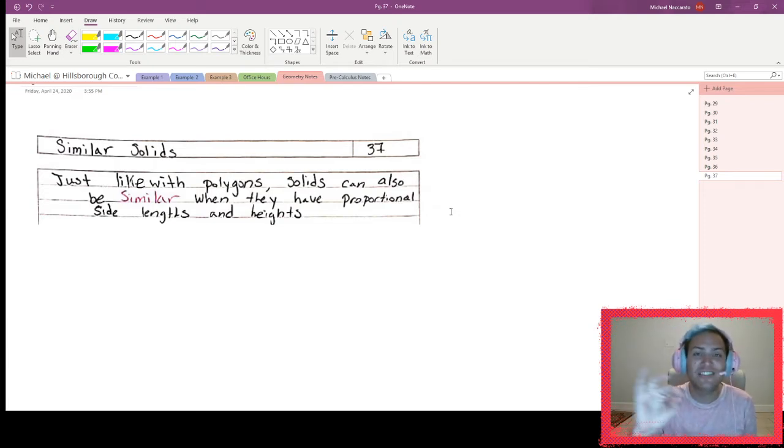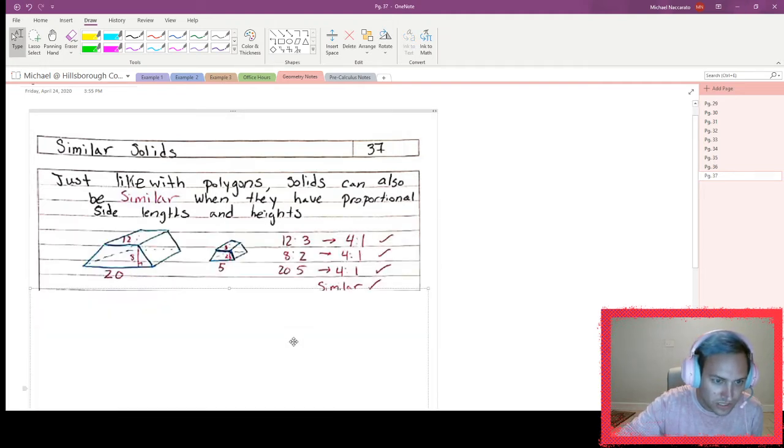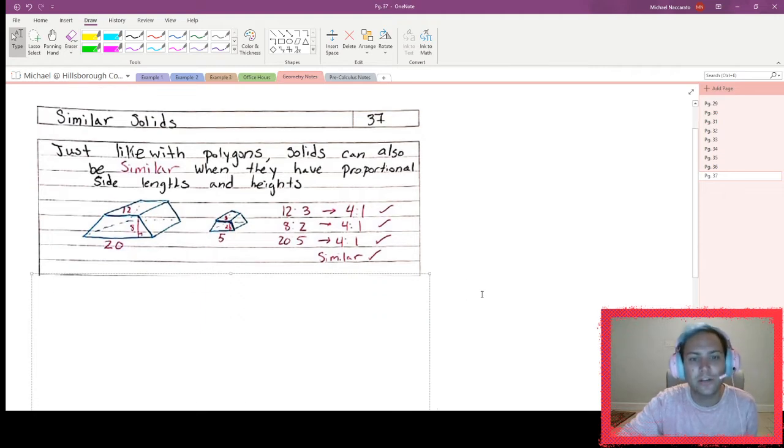Volumes and surface area have different proportional ratios. Okay, so let's take a look at this one here. Just first talk about how to determine similarity.